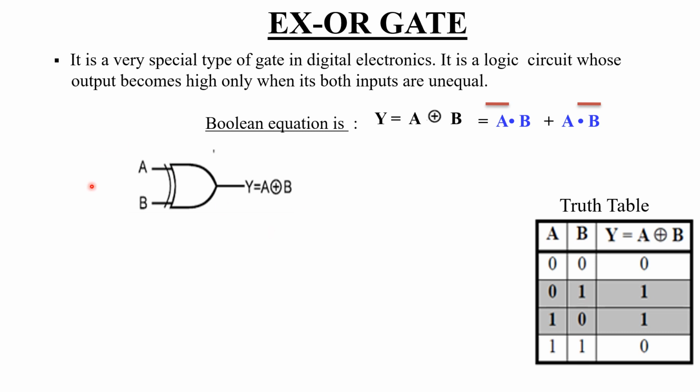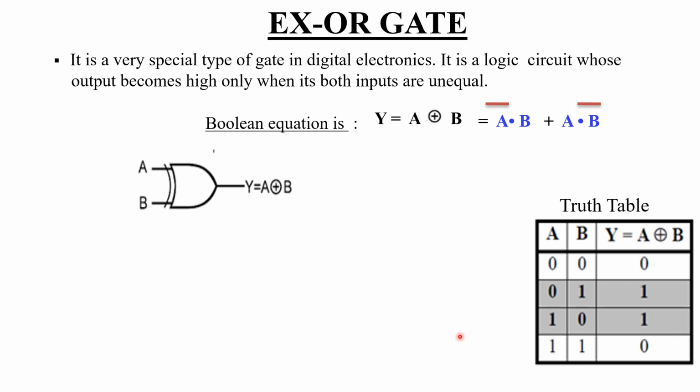Let us see the logic symbol. It is just an extension of an OR gate. So it has two or more inputs but only one output. A and B are the inputs and Y is equals to A XOR B. So the truth table: A B, two inputs, so four combinations: 0 0, 0 1, 1 0 and 1 1. For the XOR gate, as per the definition, the output is high only when an odd number of inputs are high, or the inputs are different: 0 1, 1 0.